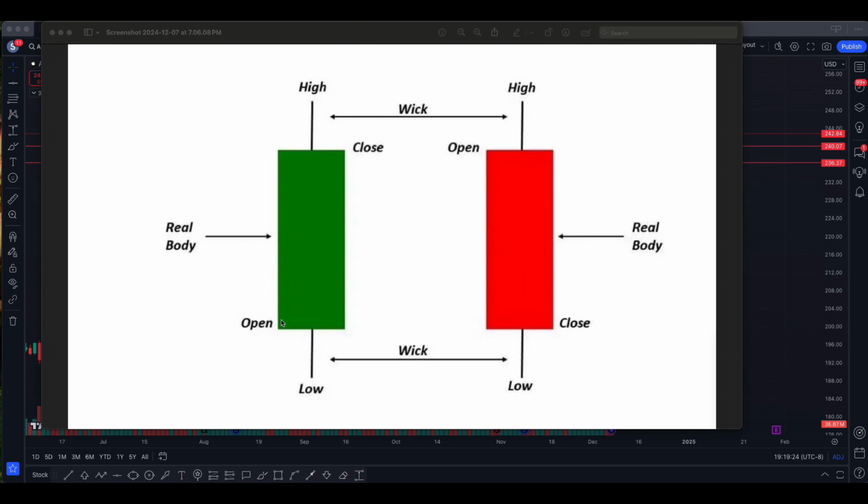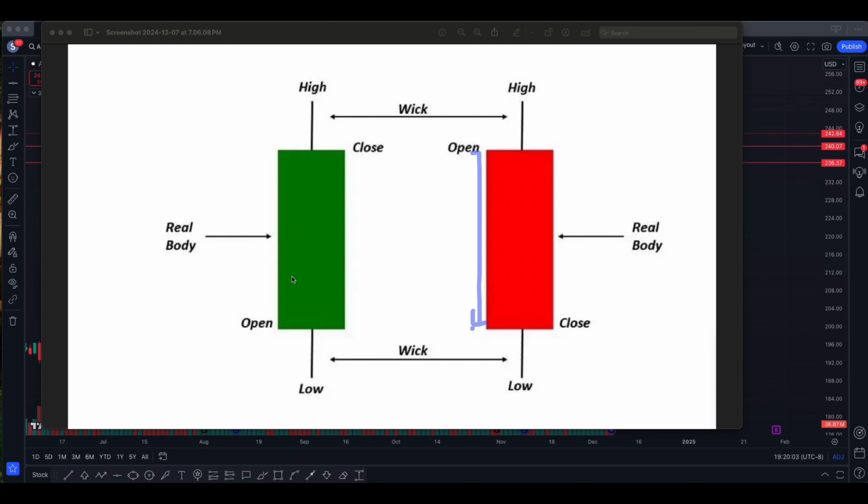If you look at the bullish candle right here, you will see that we actually open at the low right here and we close above. So we go from bottom to top, right? The direction goes from bottom to top. So that's the bullish candle. We open here and we close here. However, for the bearish candle, it's pretty much the opposite. They open right here and we go down. The direction is from top to bottom.